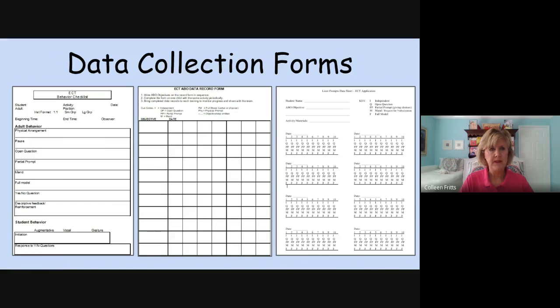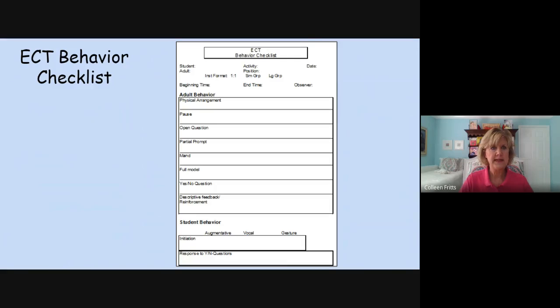So data collection. We have 3 different forms available to you, and each one looks at gathering the data differently. So let's look at the first one. The first one, ECT Behavior Checklist. You can see at the top of the form, you're getting some demographics. Who's the student? Who's the adult? What's the activity? Are we large group, small group? That type of information. And then you're looking at the adult's behavior in this, because as we know, it's not all about the student. ECT professional development is really about the adult.